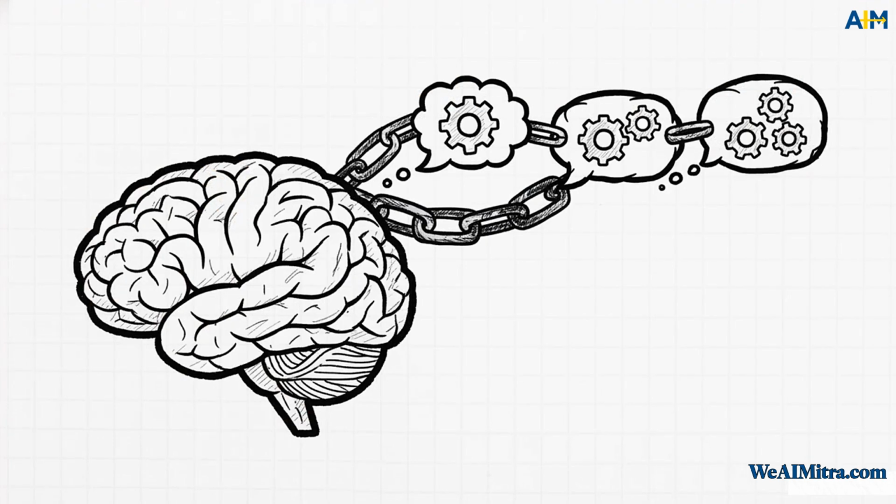First up is something called chain of thought. And this one is almost like a magic trick, seriously. Just by adding a simple phrase like "let's think step by step," you force the AI to slow down and show its work. And that dramatically increases its accuracy, especially for things like logic or math problems.